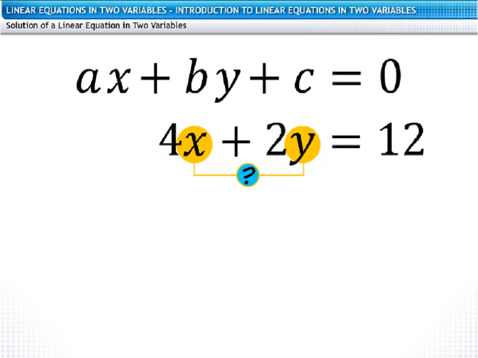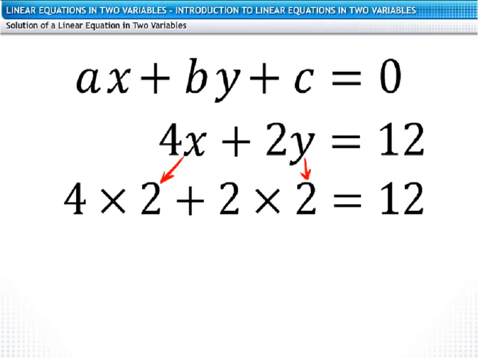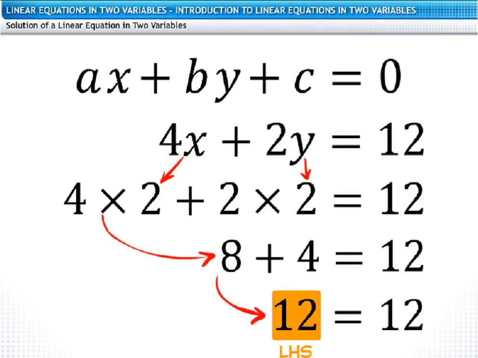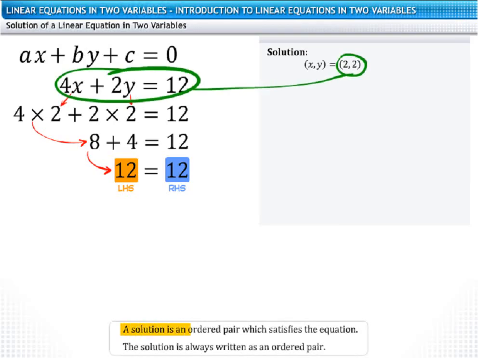For what values of x and y will the left-hand side of the equation be equal to 12? If we substitute 2 in place of x and 2 in place of y, we will get the left-hand side as 12. Let us see how it is done. Now the left-hand side of the equation is equal to the right-hand side of the equation. So we call (2, 2) a solution of the equation. In other words, we can say the ordered pair (2, 2) satisfies the equation. A solution is an ordered pair which satisfies the equation. The solution is always written as an ordered pair.